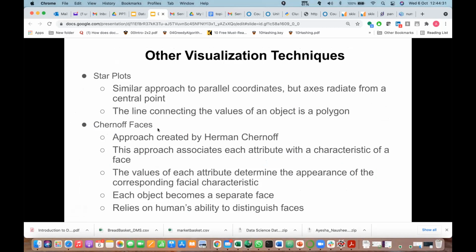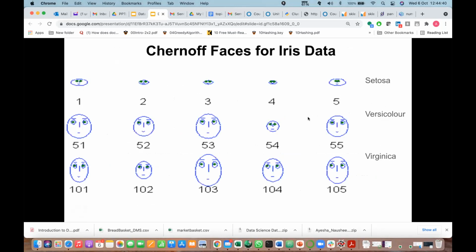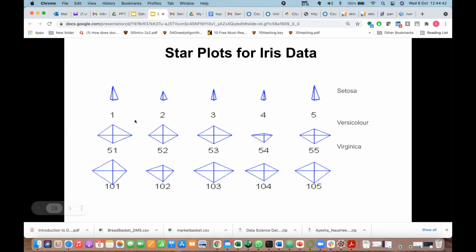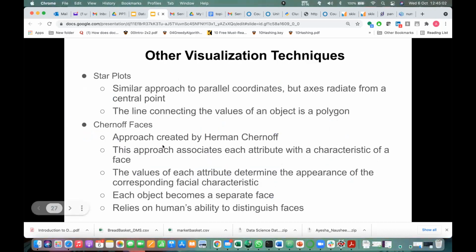Then there are star plots, a similar approach to parallel coordinates, but the axes radiate from a central point. The line connecting the values of an object is a polygon. So if you see, these are the star plots. Then you can see how they spread, whether the x-axis or y-axis are more spread or equally spread. Those things you can find out here. So sepal width is very compact and sepal length may be very high. Those things you are able to get from the star plots.